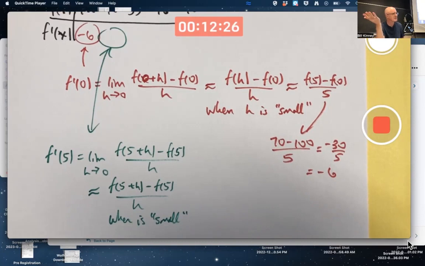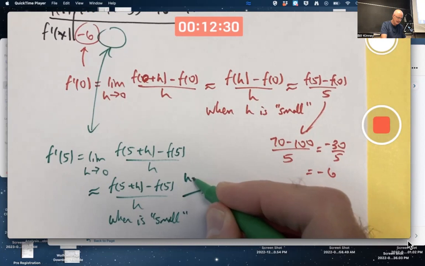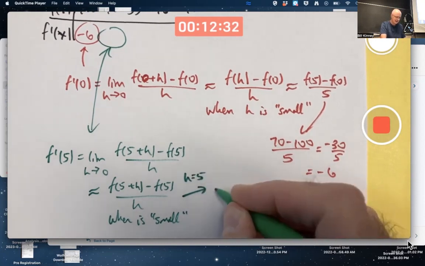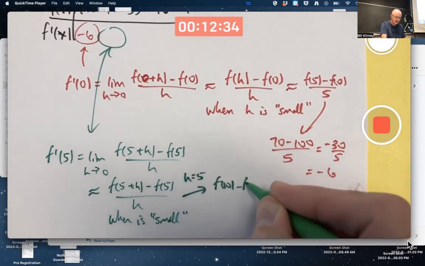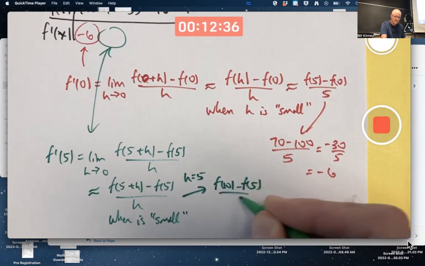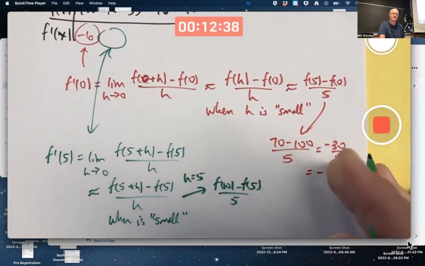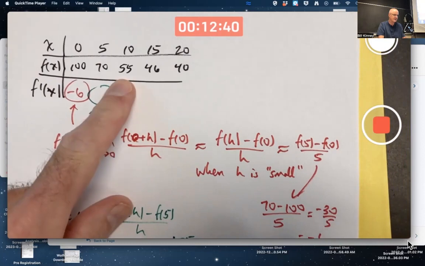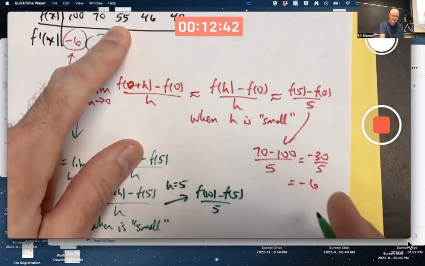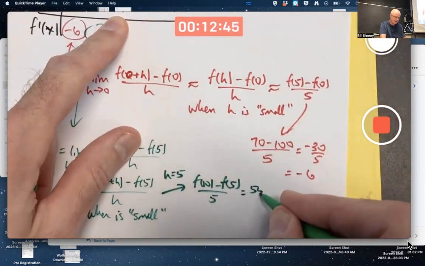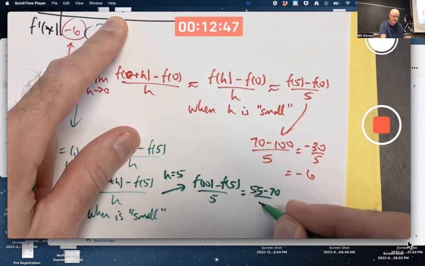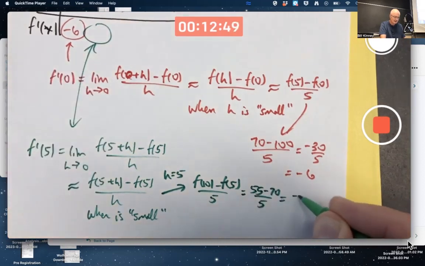two close answers. If h is 5, this is f of 10 minus f of 5 divided by 5. F of 10, look up here, is 55. F of 5, we saw with the previous one, was 70. It's like negative 15 over 5 is -3.